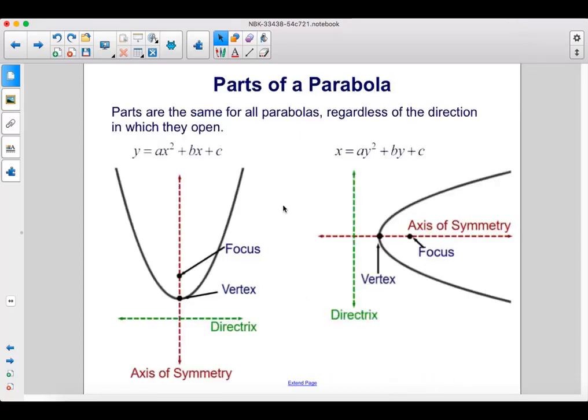The parts are the same for all parabolas, regardless of the direction in which they open. So this is a vertical parabola, and this is a horizontal parabola, but they each have a focus, a vertex, an axis of symmetry, and a directrix.